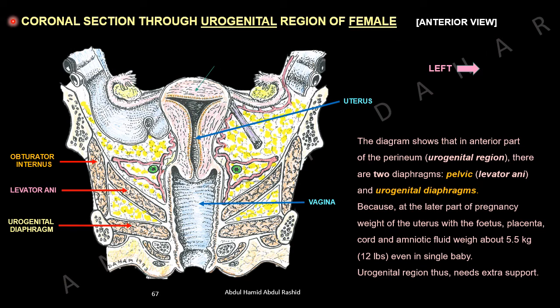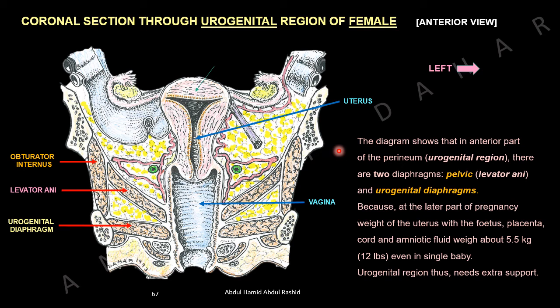Coronal section through the urogenital region of female. Urogenital is the anterior part of the perineum. Look at the diagram. This is the uterus. This is the vagina along the midline. Laterally, this is the obturator internus muscle. This is the levator ani muscle forming part of the pelvic diaphragm and urogenital diaphragm.